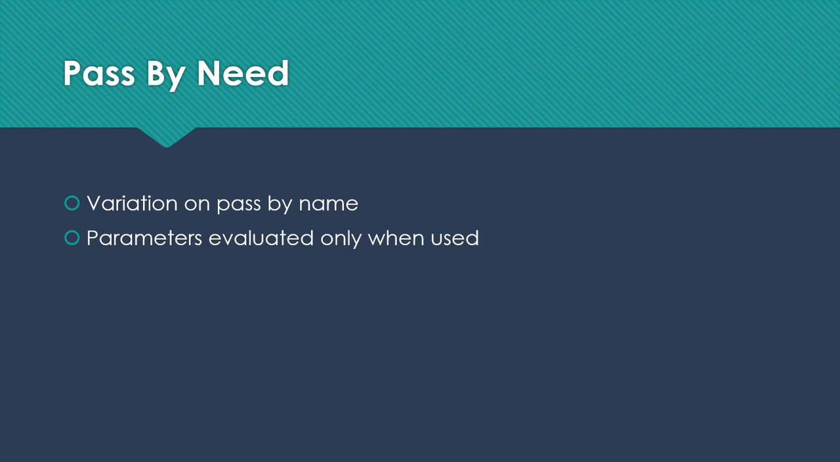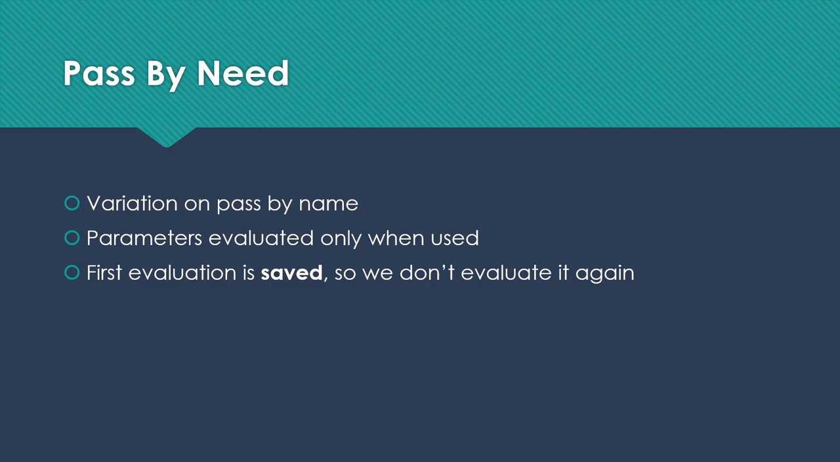The final technique I want to talk about is pass by need. This is a variation on pass by name that works very much the same way. We don't actually evaluate parameters until they are used, and then we're going to take that lexical parameter that we received and interpret it in the scope of the calling function. Same kind of thing. However, when we do that evaluation, we're going to save it so that we don't evaluate it again. Pass by need parameters are evaluated 0 or 1 time.